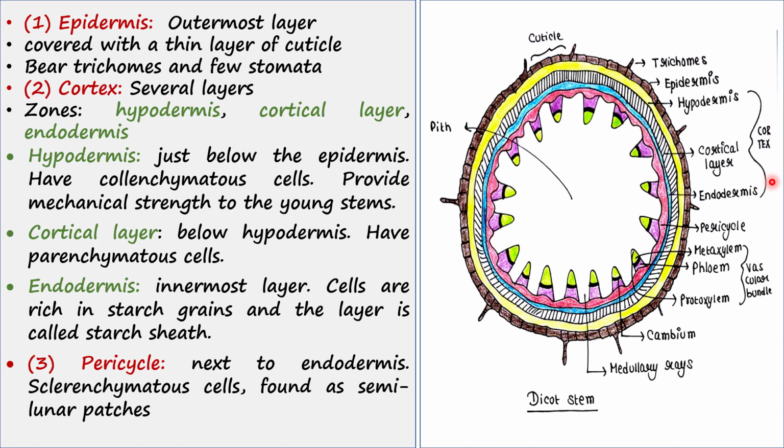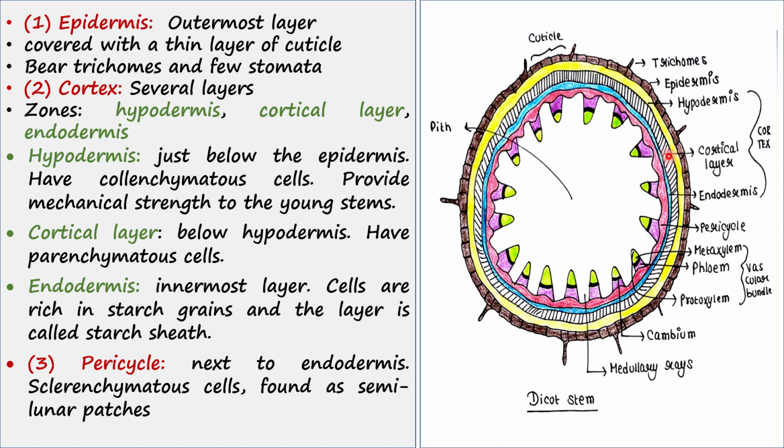The first zone is hypodermis, that is this yellow one that is present just below the epidermis. This hypodermis contains collenchymatous cells, and this layer provides mechanical strength to the young stems. Next to the hypodermis, we can find this layer, that is the cortical layer. This cortical layer contains parenchymatous cells.